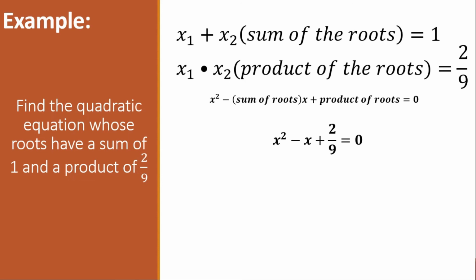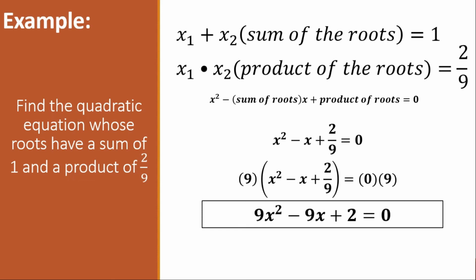Okay, class, when you have fraction on your quadratic equation, make sure na gamitan ninyo ng MPE or multiplicative property of equality. Kaya i-multiply nyo both sides of the equation by 9 para matanggal natin yung denominator. So, simplify, you will have 9x squared minus 9x plus 2 is equal to 0.